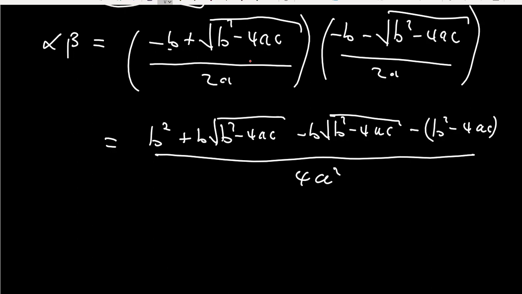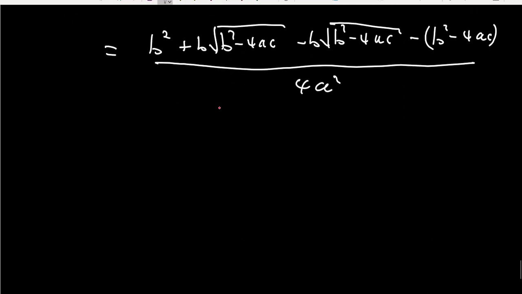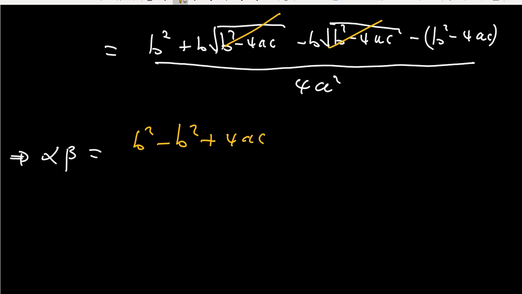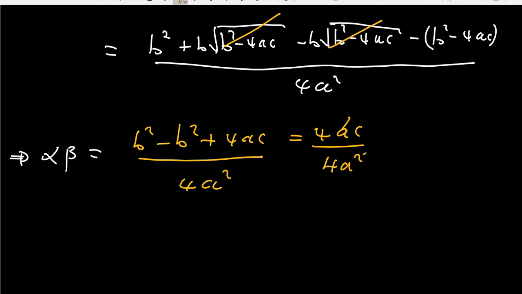2a times 2a gives 4a squared, and so we get alpha beta. Alpha beta will be this term, and this term will simplify. So we have b squared minus b squared plus 4ac, all of this on 4a squared. So b squared and b squared cancel out. So we have 4ac divided by 4a squared. So this and this cancel. 4 and 4 cancel, and so we are left with c on a. So therefore, the product of the roots alpha beta is equal to c on a.